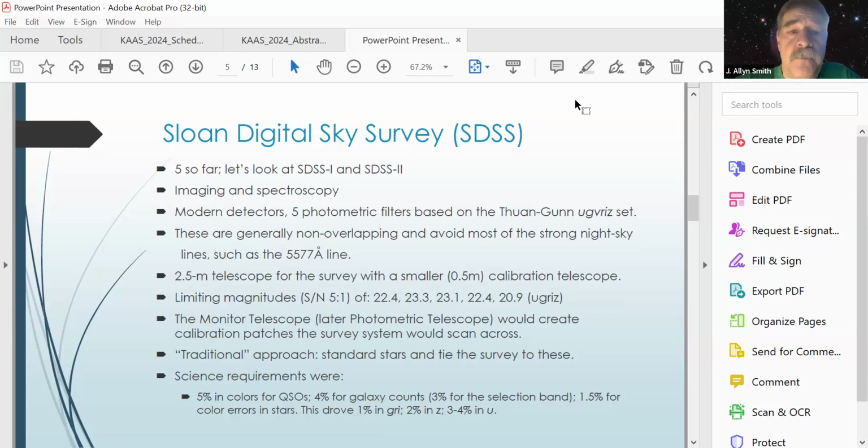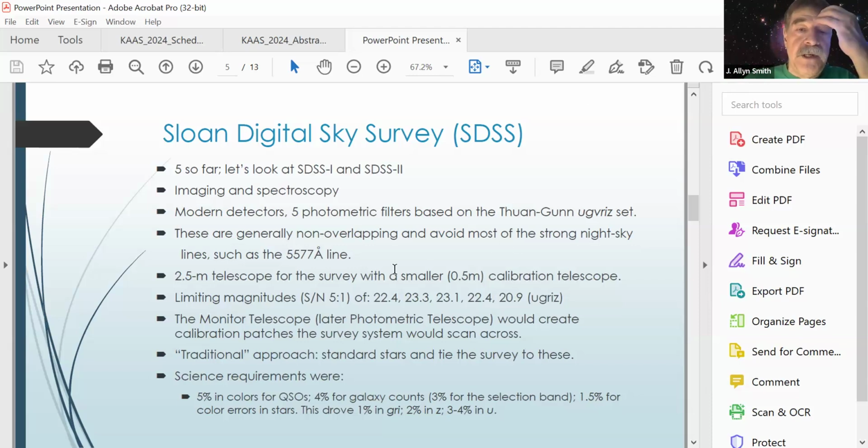The 2.5 meter telescope was used for the survey, with a smaller telescope that started life as a 0.6 meter telescope for calibration, the monitor telescope. There's a lot of stories about that that are best told over beer. Long story short, we left the telescope out in the rain overnight. It shrank to a 0.5 meter telescope and changed to a good one. And this was going to be done with a standard. We're going to develop standard stars and reduce all the data to the standard star network.